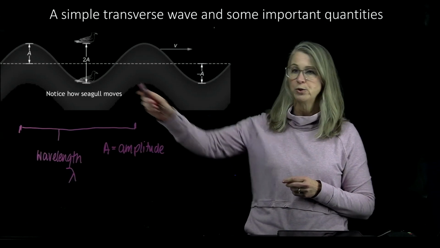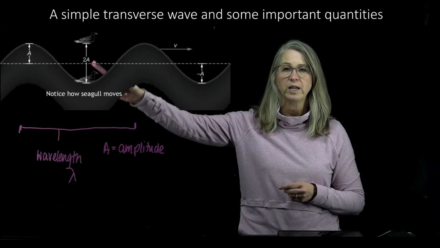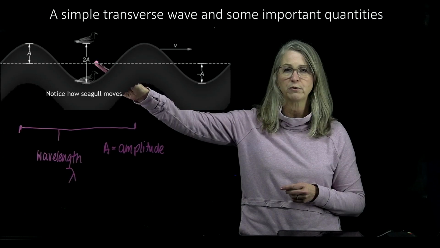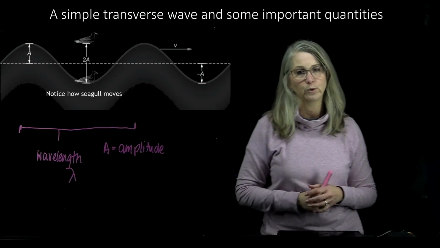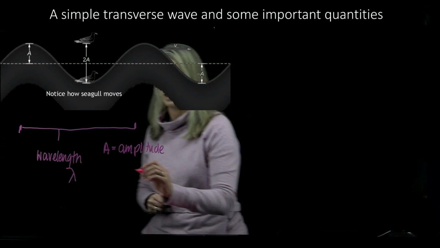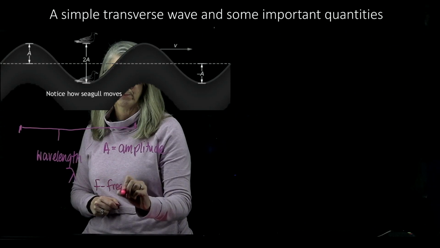Notice that the total displacement the seagull will undergo is twice the amplitude, because he'll go up a distance of the amplitude, but he'll also fall down a distance equal to the amplitude. Another quantity that we might want to think about is f, which is frequency.